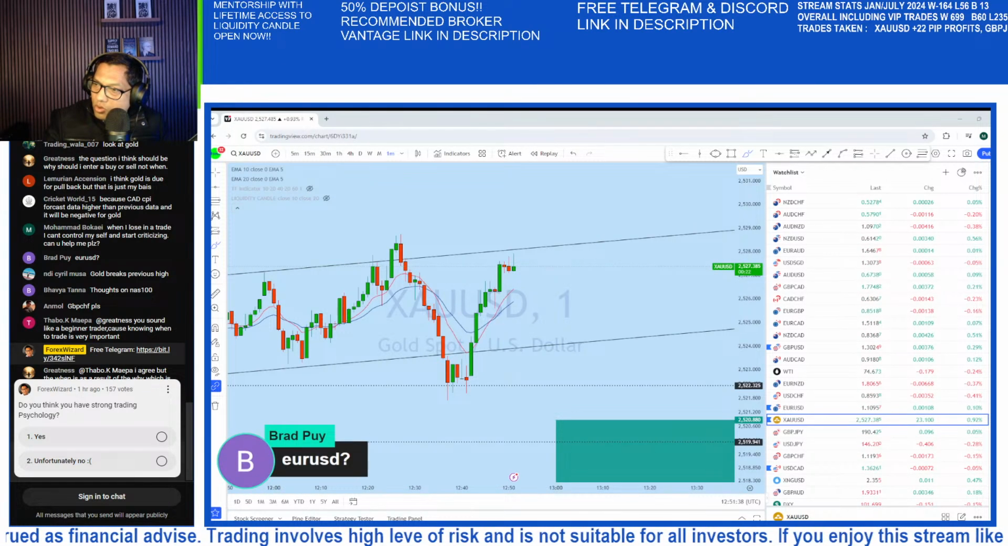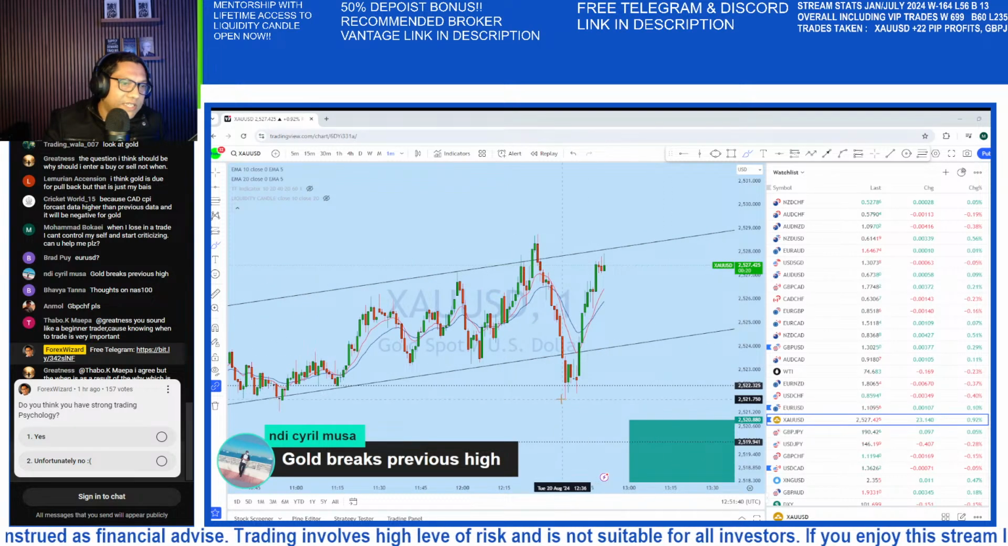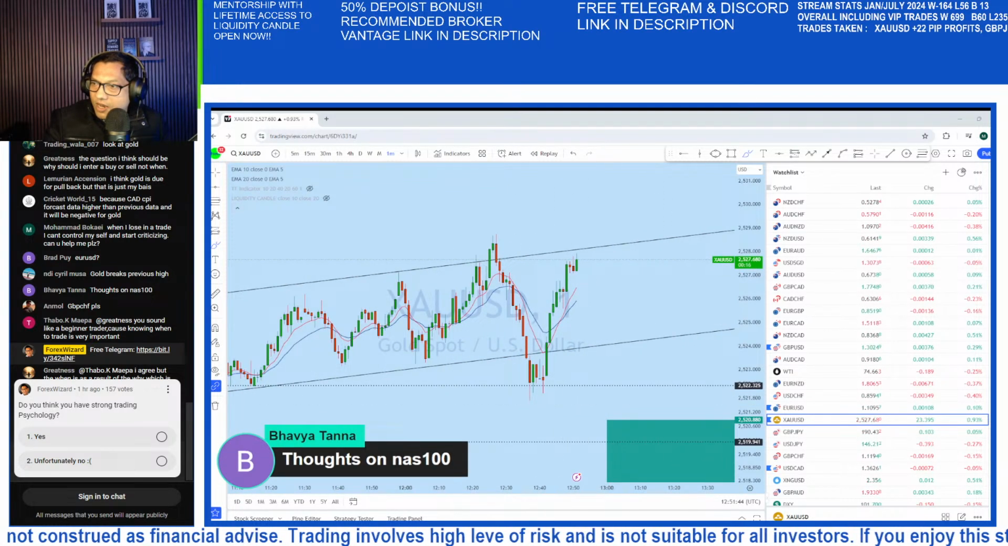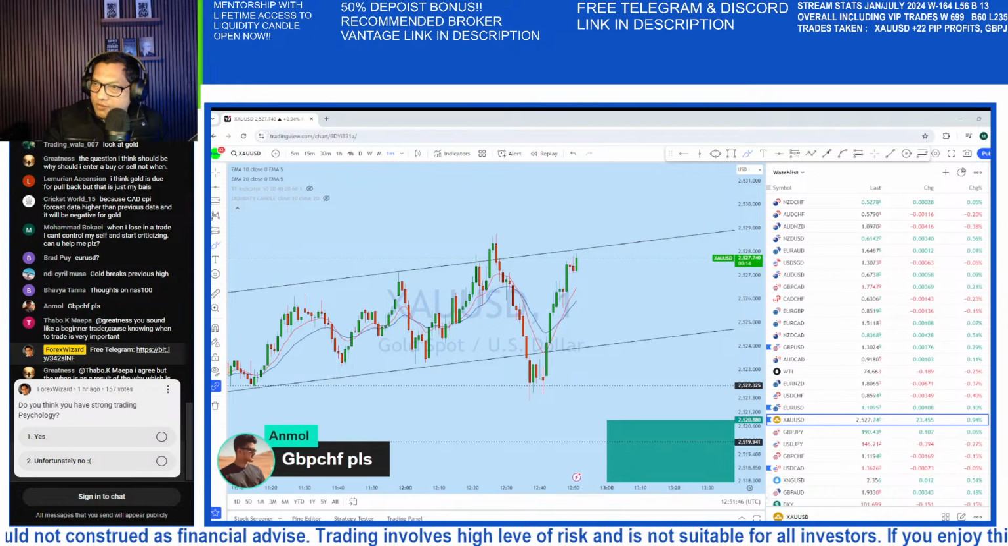Euro USD, our gold breaks previous high. We can see that from there it's got a bounce. So on NASDAQ, try to look at it.